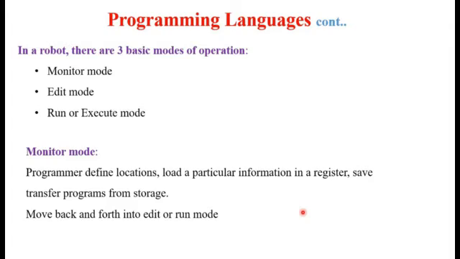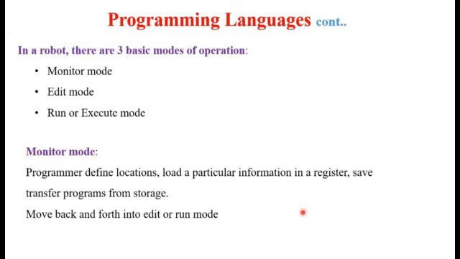Then there are three basic modes of operation of the robot: monitor mode, edit mode, and run or execute mode. In these three basic modes, the robot is always performing its instructions. In the monitor mode, the programmer defines locations, loads particular information into a register, and saves or transfers programs from storage.